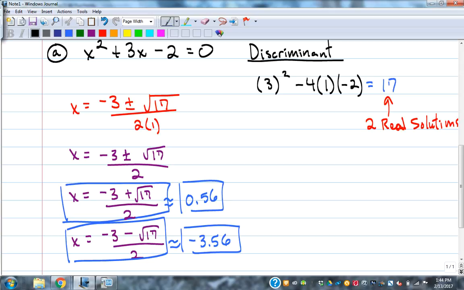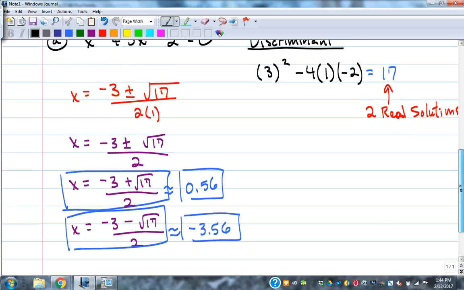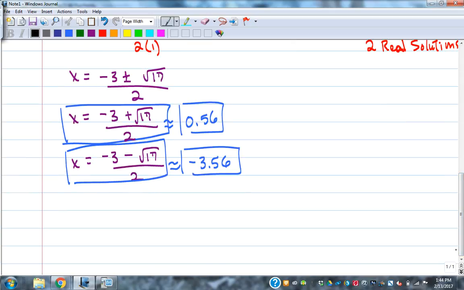How do we know that we'll have real solutions? The discriminant will be what? Positive or equal to 0. Okay. The discriminant is positive or equal to 0, then we're going to have real solutions. If it's negative, we're going to have complex, and we don't have to worry about decimal stuff with that. Okay. Let's look at another one.